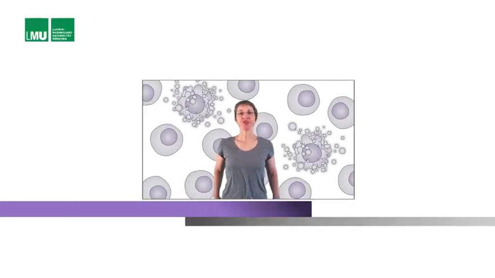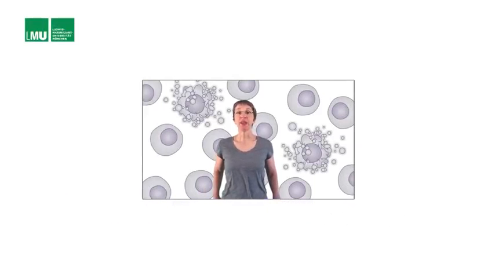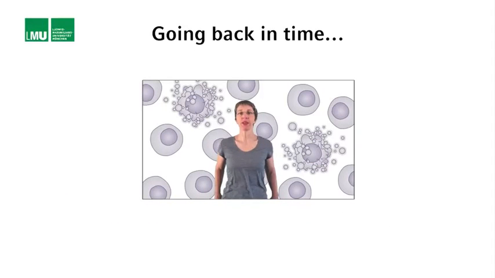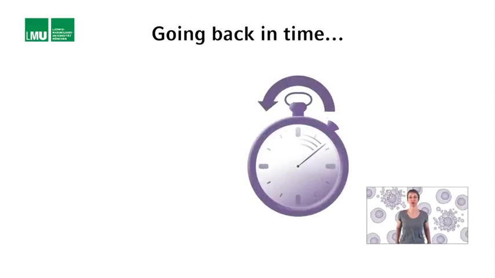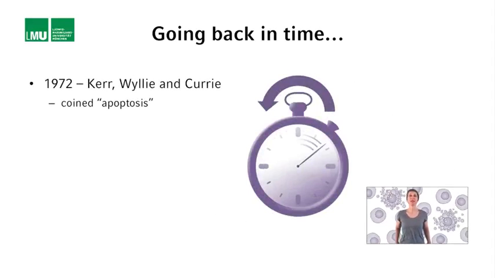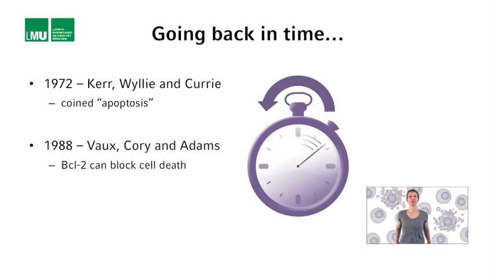For the next few sections, we are going back in time again to the late 1970s and 1980s. Remember, in 1972, Kerr, Wyllie, and Currie coined the name apoptosis and published their paper on the description of this process at the morphological level. In 1988, Vaux, Cory, and Adams published their paper demonstrating that BCL2 can block the death of cells after growth factor deprivation.